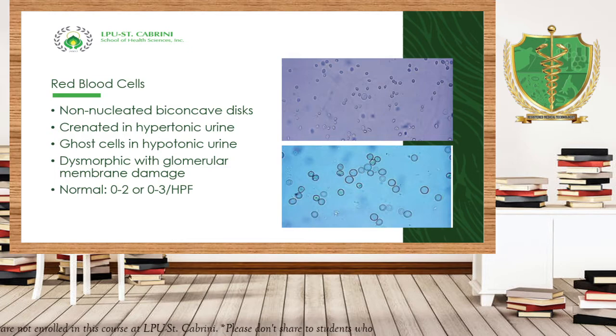Okay? Next is dysmorphic RBC, which is an indication of glomerular bleeding. That's why if there is a significant amount of RBC in the urine, the doctors are requesting for the presence of dysmorphic RBC. No? How much of the RBC is dysmorphic? To know if there is a glomerular damage. Okay, so normal range of RBC in the urine is 0 to 2 to 0 to 3 per HPF.